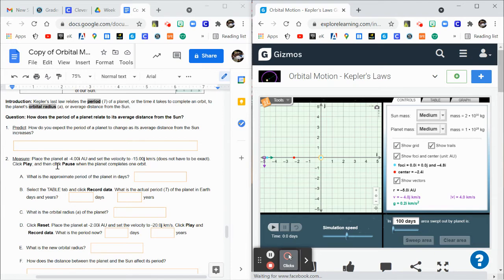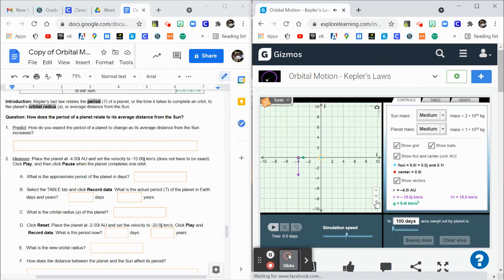Now let's see. Measure. Place a planet at 4 astronomical units. There it is. And set the velocity to 15. So 13, 14, 15. There you go. Click play and then click pause when the planet completes one orbit. This one is going to take a little bit.